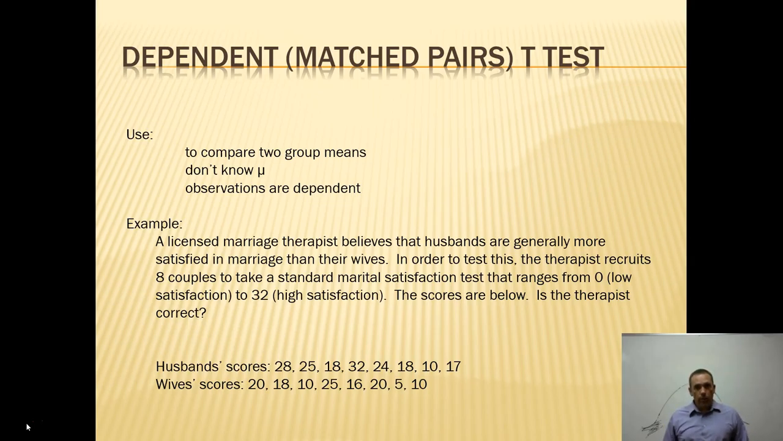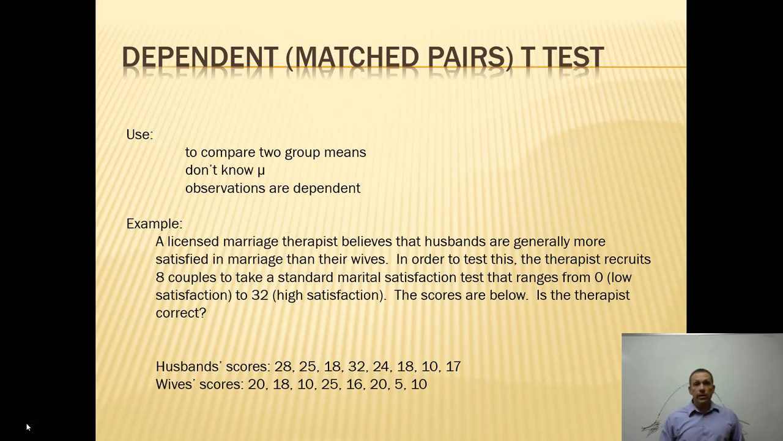Well, as we said before with all of our t-tests, if you are trying to compare two group means, we know it's some type of a t-test. As with the independent t-test, in this case we don't know mu, so we're going to have two samples. But as opposed to independent t-tests, in this case the observations are somehow related or dependent on one another. Again, this could be repeated data from one person where you have like a pre-test and a post-test, or some other type of matching.